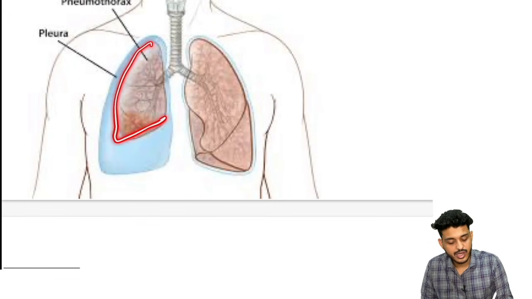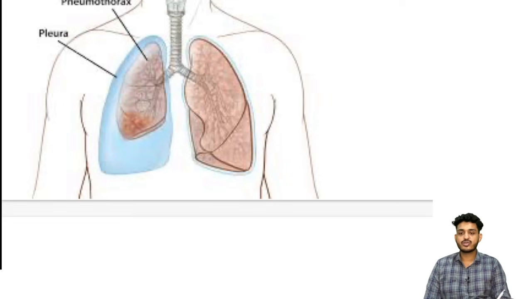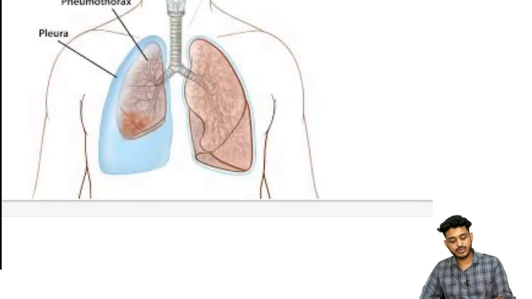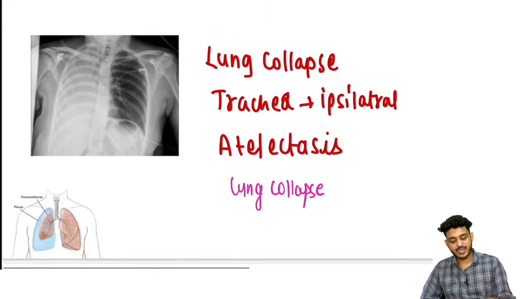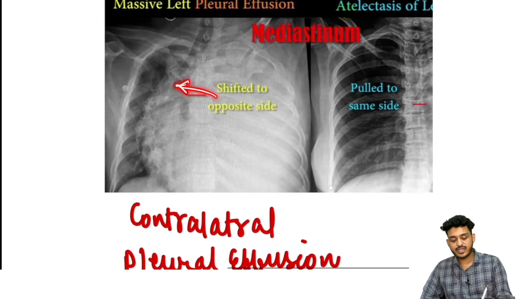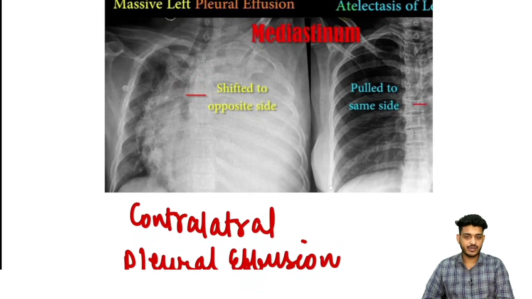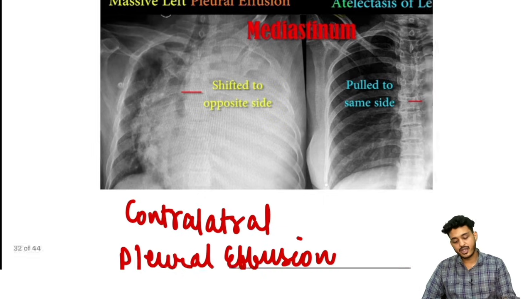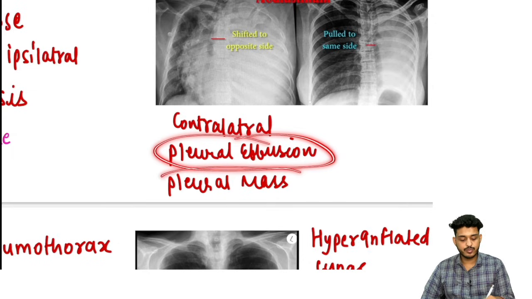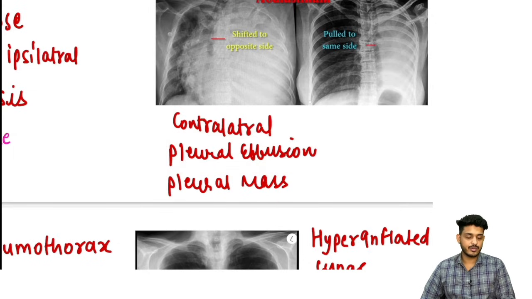This is going to be your lungs, and outside the lungs you will be having what? Pleura. And when you have accumulation of fluid in the pleural cavity, this is known as pleural effusion. So we can have massive pleural effusion over here, and this is going to cause what? Deviation of the trachea to the opposite side. Contralateral deviation is suggestive of pleural effusion and pleural mass.